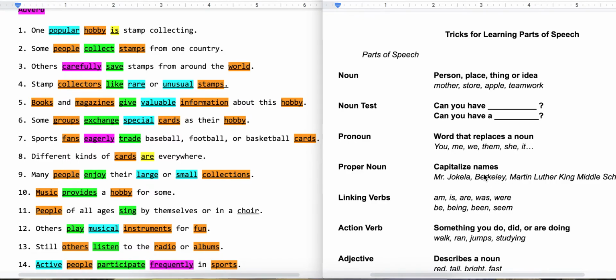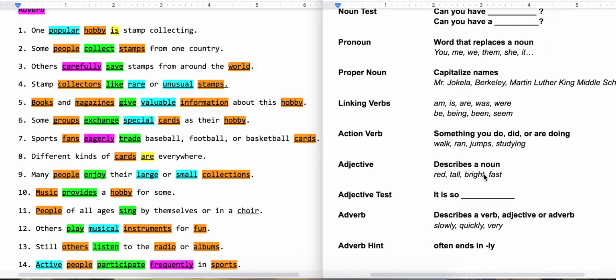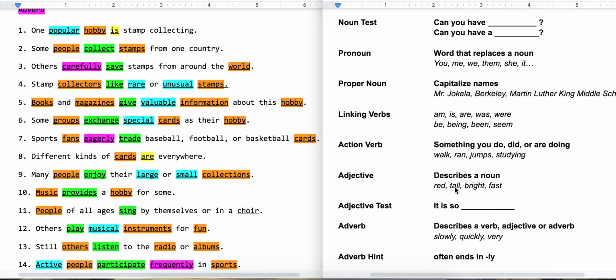Linking verbs, you just have to memorize those. Am, is, are, was, were, be, being, been, seem. Action verbs are something you do, did, or are doing. So you walk, ran, jumps, studying. Adjectives describe nouns. Okay, so you always have to find the noun that it's describing. And then once you think something is an adjective, you should put it into the adjective test. It is so. And with the action verb, sometimes I don't have a specific test for it, but sometimes I will ask if it's something you do. Can you do it? All right.